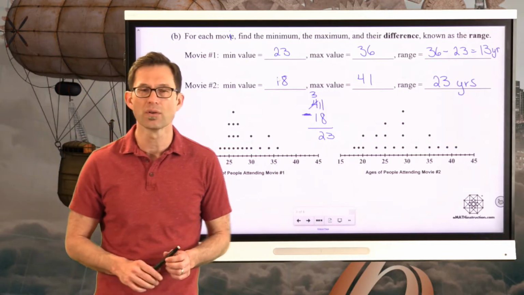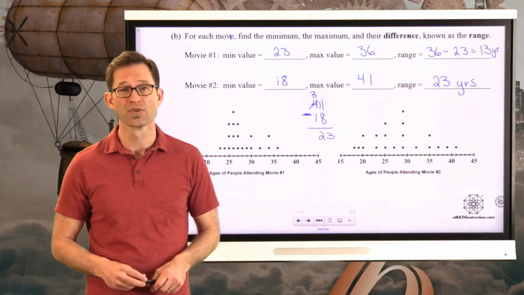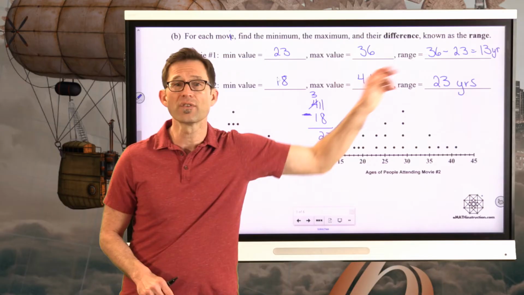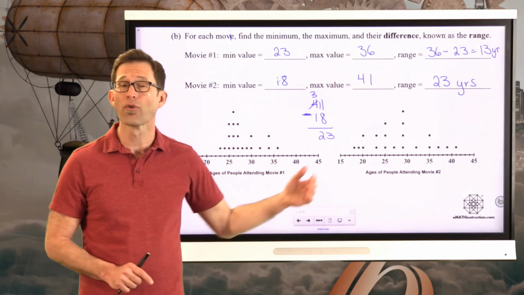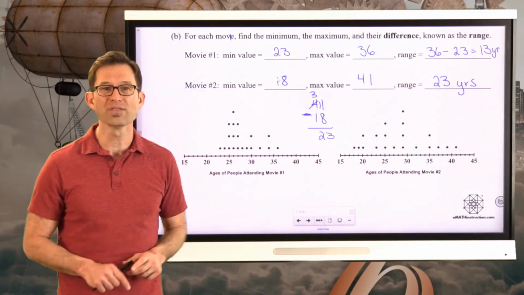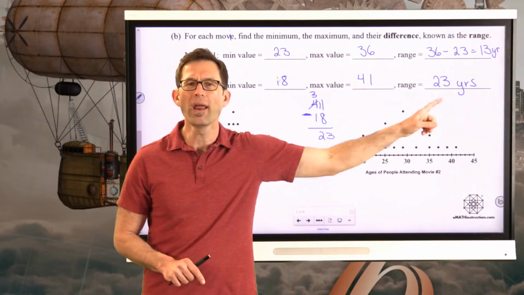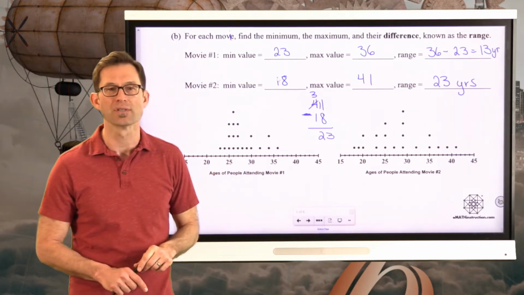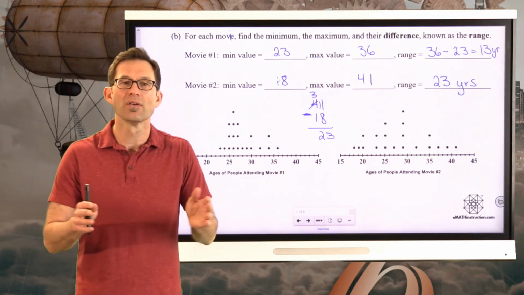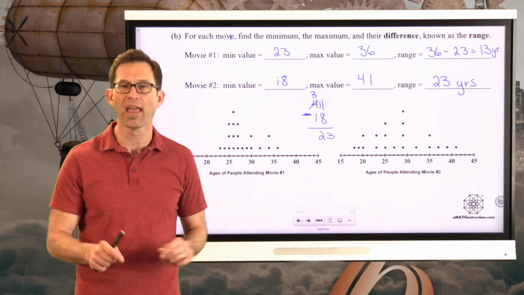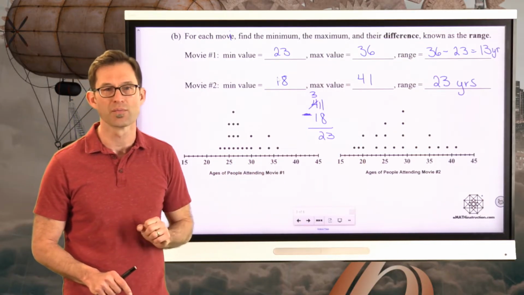Nice statistical question. You could say something like, well, the average age was 28 years old, but there was a range of 13 years in the ages of people that attended the movie. Versus, how old are people that go to movie 2? Well, they're also 28 years old on average, but there's a range of 23 years in the ages of the people that attend that movie. So that range tells us that there's more variation in the ages of people that go to movie 2 than in the ages of people that go to movie 1.